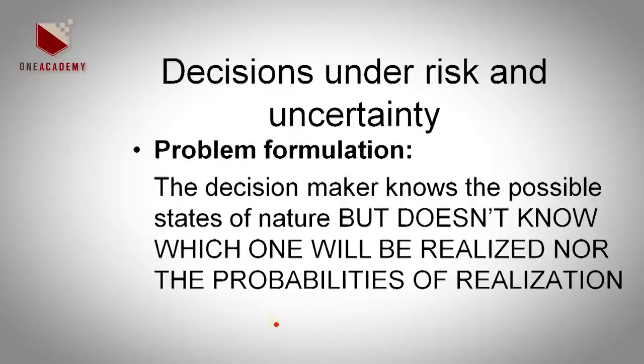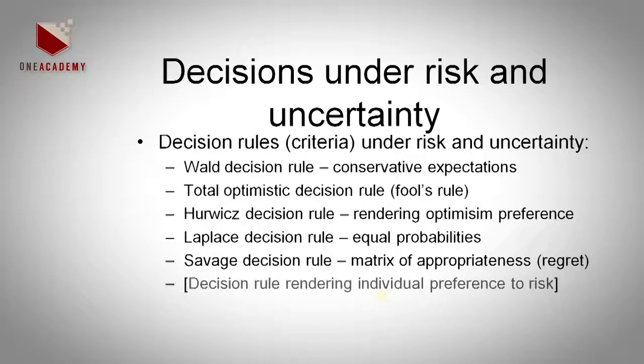Next is decisions under risk and uncertainty. It is an important and probably the most typical case. It is when the decision maker knows the possible states of nature, but does not know which one will be realized, nor does he know the probability estimation for realization of each state of nature. So basically, we do not know any probabilities. So what do we do now? Well, there are the so-called decision rules or decision criteria that could be used especially for this situation under risk and uncertainty.